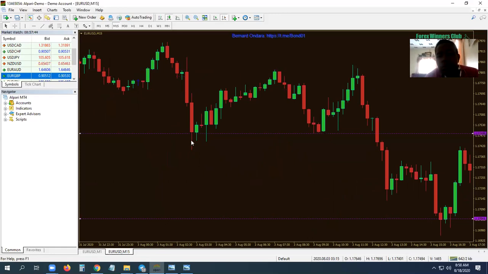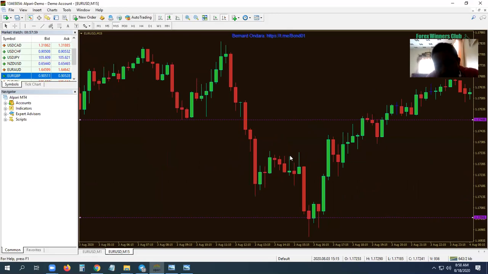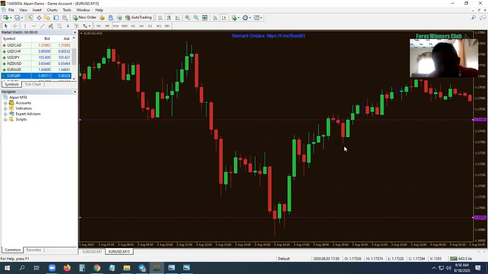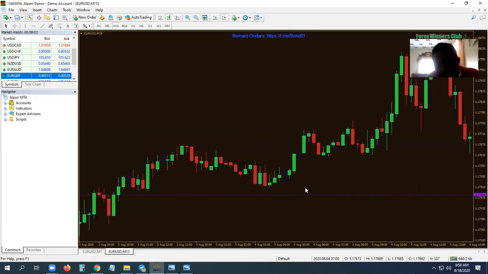Okay, there's a support here. Market came back and bounced and went up, came back to the same level, and it gave me what? A bullish engulfing. Bullish engulfing at a support is a buy signal. You can see clearly the market went up. Let me give you another example. We'll be talking about this tomorrow, God willing.